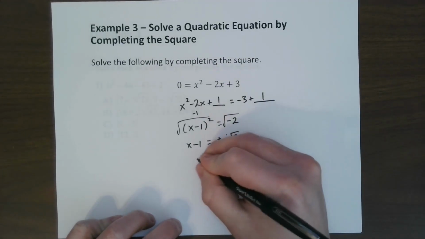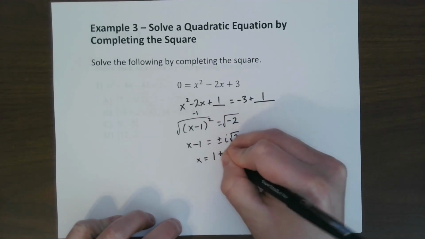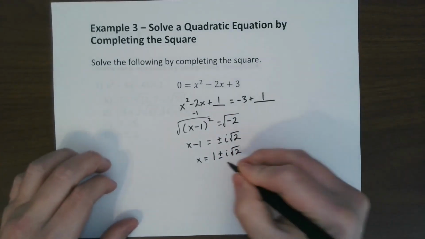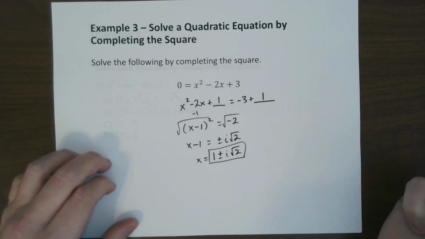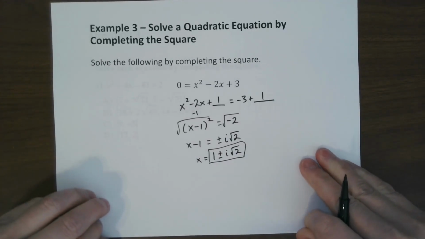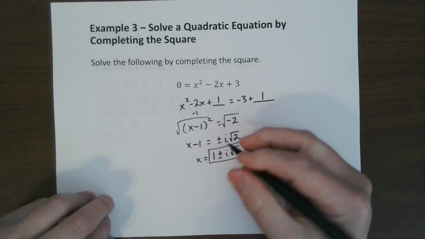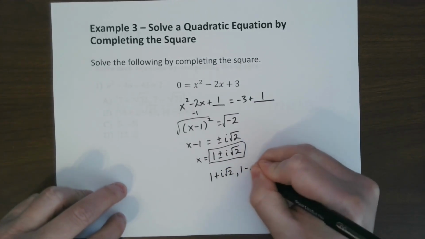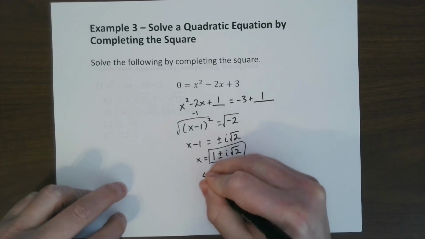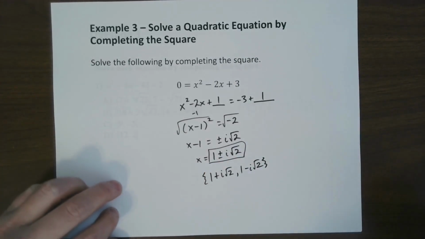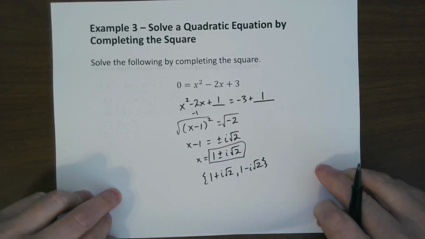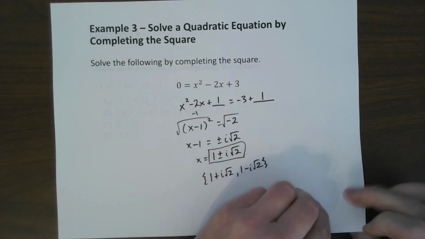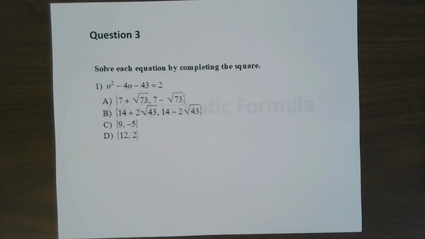And now we add 1. So we get 1 plus or minus i square root of 2. And you're done. That's it. That is your answer. You can write your answer in this form, or you can write it as 1 plus i radical 2, comma, 1 minus i radical 2. Go ahead and try this question.